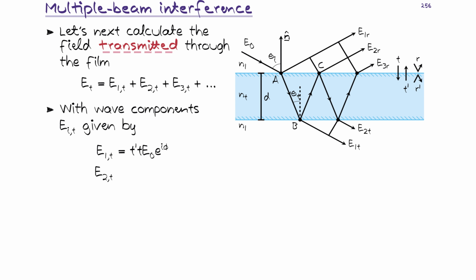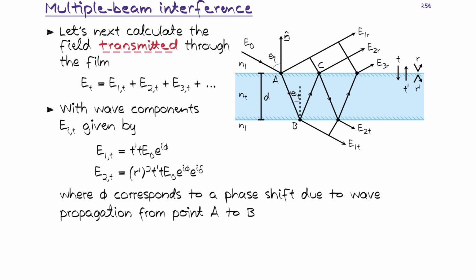And now the second term essentially looks very similar to before, but now we have some additional phase changes due to the two reflections inside the thin film, so r prime squared, and then we also have a phase term due to propagation inside the structure. So phi here corresponds to the phase shift due to the wave propagation from point A to point B, and here in the second term we have r prime squared.